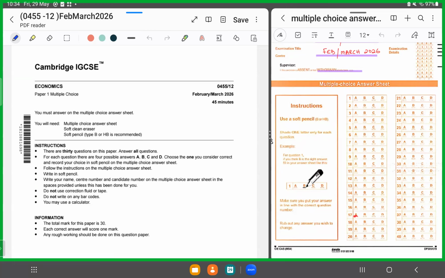Today I brought for you all February March 2026, 0455 Variant 12. We'll be doing MCQs today for February March 2026. Let's see what this paper has brought for us today.